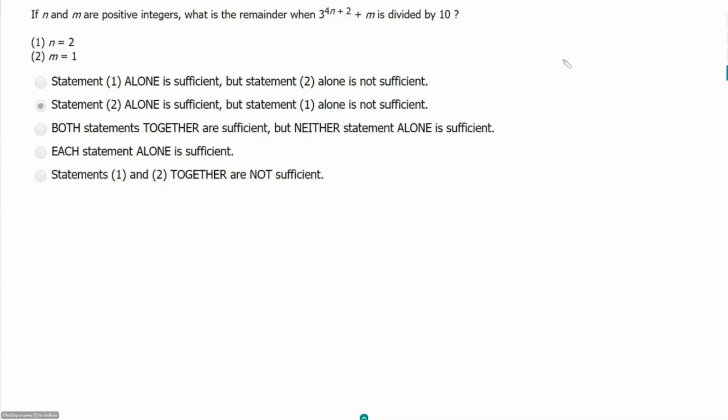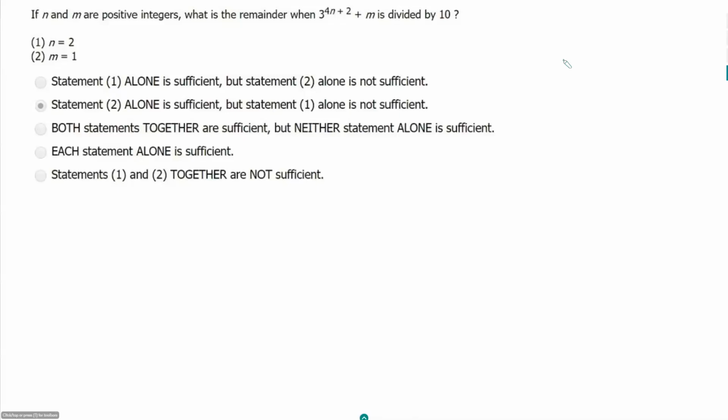If n and m are positive integers, what is the remainder when 3 raised to the 4n plus 2 plus m is divided by 10? So this question has a lot of GMAT patterns on it, where if you were to see them for the first time, I would never expect anyone to recognize them. But if you were to see them for a second time, after having learned it the first time, I would never expect anyone to not recognize them.